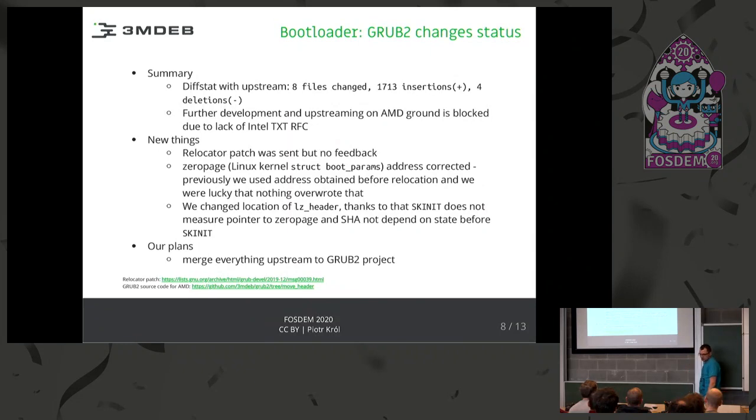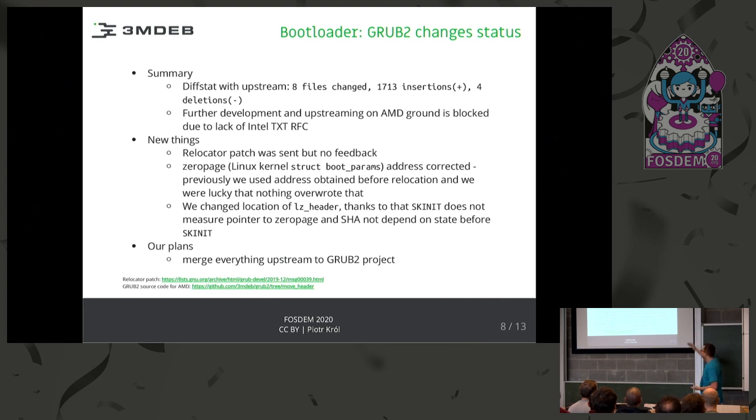In case of bootloader, it's like 1,700 lines change to GRUB. We want to upstream that. We're waiting for the RFC for Intel TXT just to make sure that everything will be aligned and have a common design. But the fork of GRUB is on our GitHub, and you can also take it and try to use that. We changed a bunch of things.